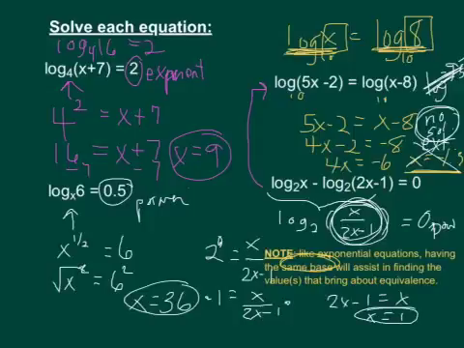Now you could check again, make sure you guarantee that you're within the domain restrictions here. So log base 2 of 1, that's a real number. Log base 2 of 2 minus 1, that's another real number. And in fact, they do subtract to 0.